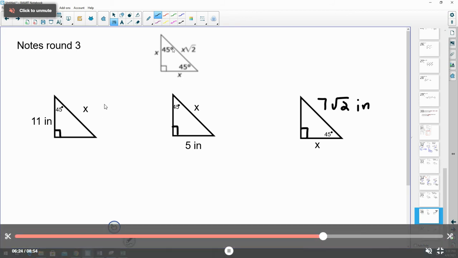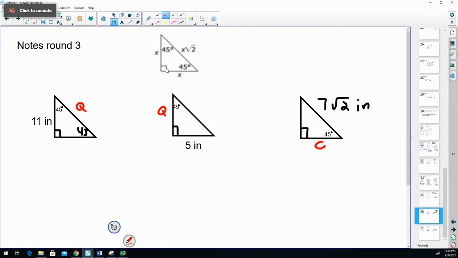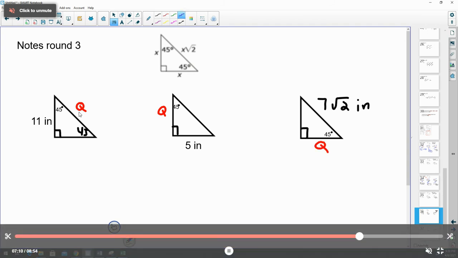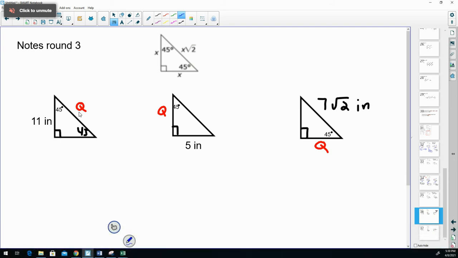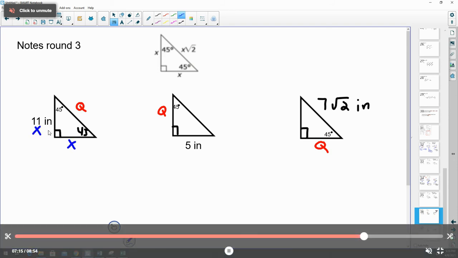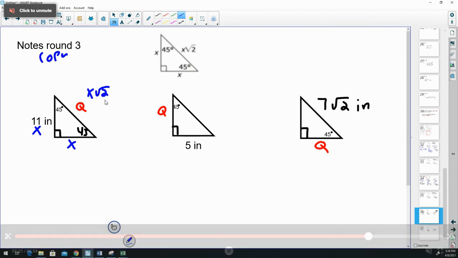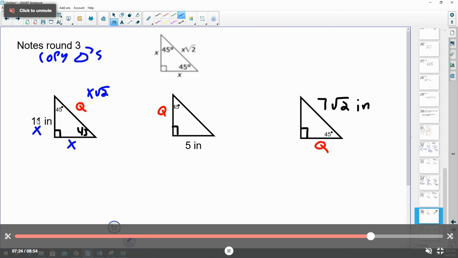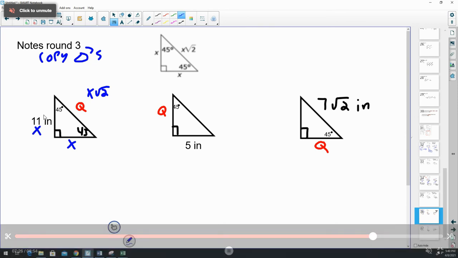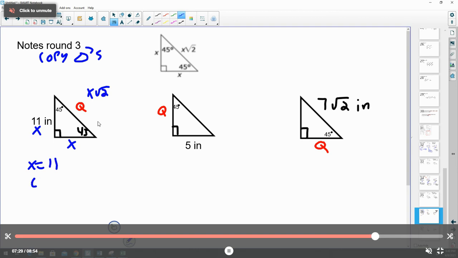Okay, and finally, we're going to get rid of these x's here. I made these q's because we have x's here on this one. So we have a 45, 45, 90 triangle now, and we're going to solve for q. So here for the 45, 45, 90, the two small sides are x, and the hypotenuse, the long side, is x root 2. So here, x is 11, which means q up here is going to be 11 root 2 inches.